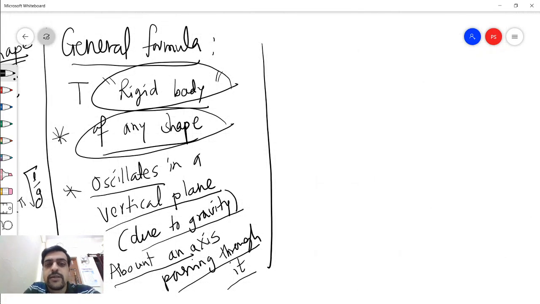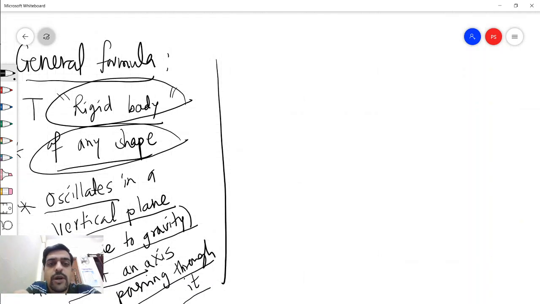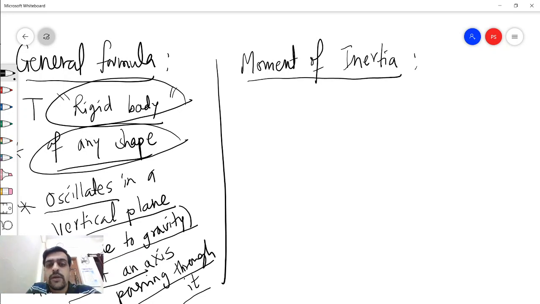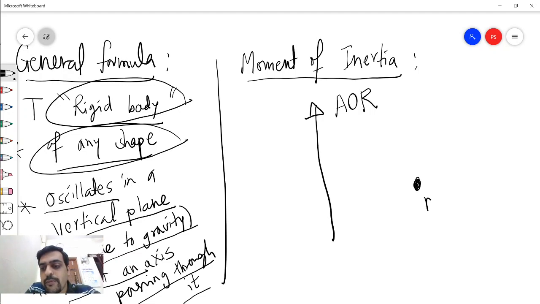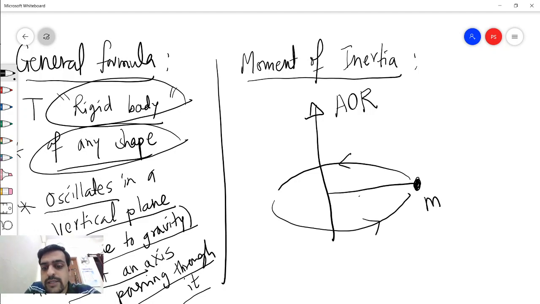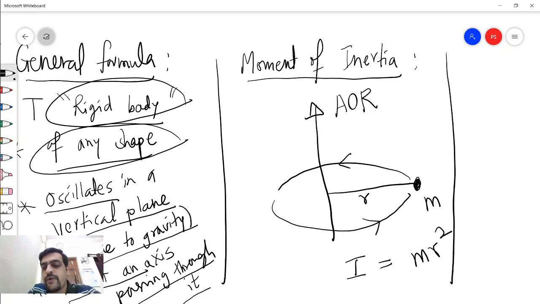Now for that we must also be familiar with another concept called moment of inertia. This is a basic definition which we must already know. Suppose there is an axis, which we call the axis of rotation. Suppose there is a point mass m which is rotating about this axis at a distance r from the axis of rotation. Then we define the moment of inertia of this mass, by the letter I, as m r squared. This is the case for a single particle.